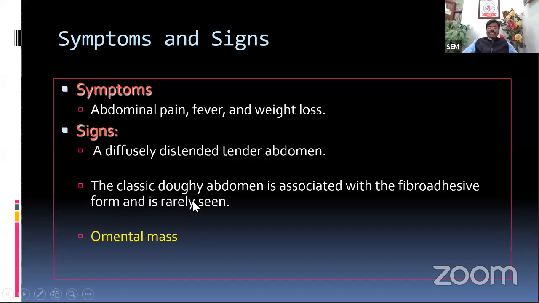But what is important is the abdomen feels a little doughy, as if you are feeling dough, wet powder, so a doughy feeling. Or sometimes, if you are lucky, you can feel a mass, usually in the upper abdomen, which is the thickened omental mass, called omental cake in CT.